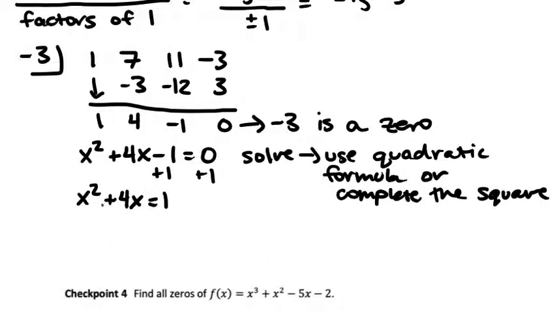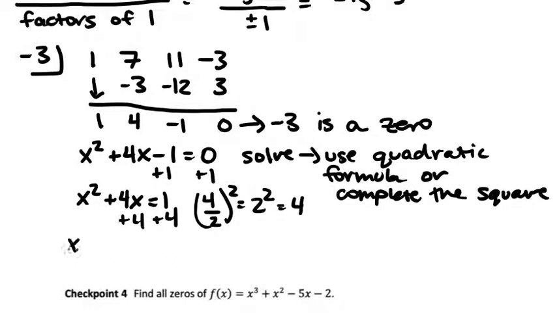So if I'm using completing the square, I need to move the constant over first, and then I need to calculate b divided by 2 squared. So 4 divided by 2 squared is 2 squared, which is 4. I add that to both sides, and that gives me x squared plus 4x plus 4 equals 5. Now I factor the left-hand side. That's x plus 2 times x plus 2, or x plus 2 squared.